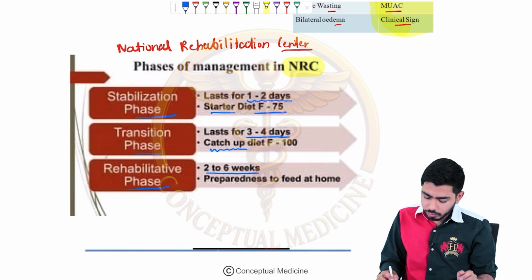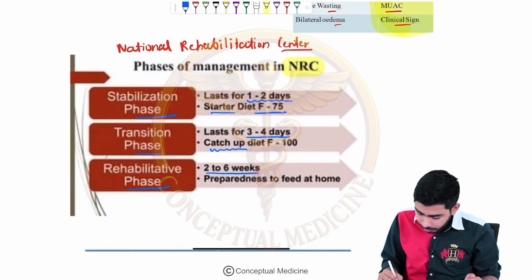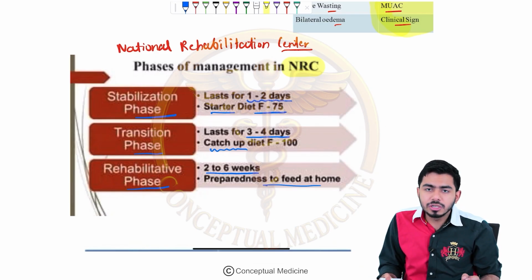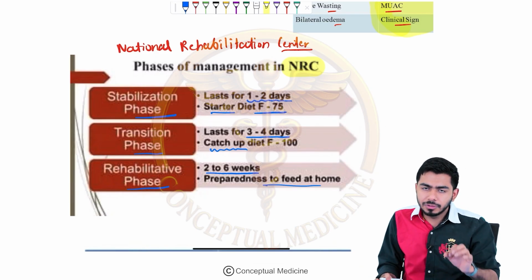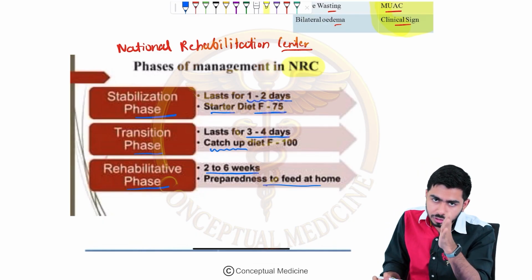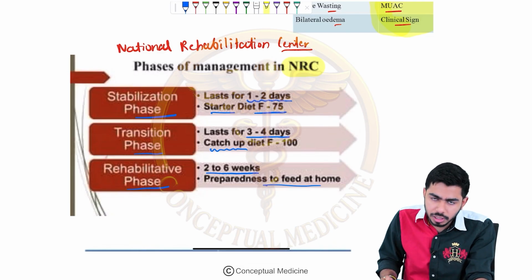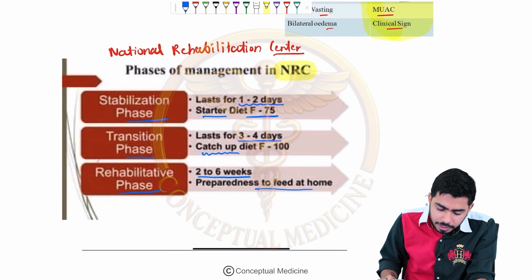The child might be going home if responding well, right? So preparedness to feed at home after that, right? Okay. So that is about the National Rehabilitation Center phases. We have 3 phases over here: stabilization phase, transition phase, and the rehab phase, that is the rehabilitation phase, right? So this is undertaken by the National Rehabilitation Center, right?